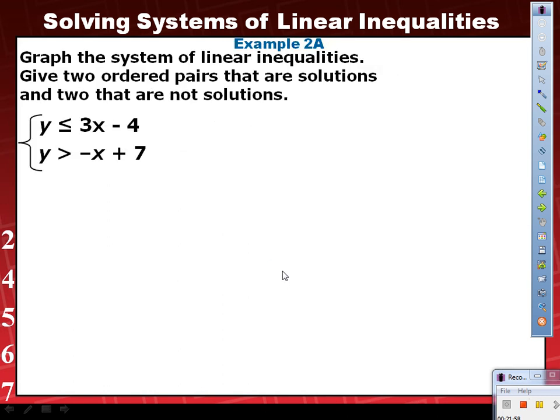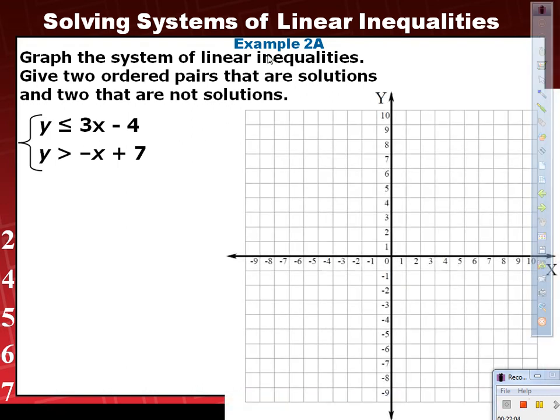Get the Cornell note, and in the back on the graph paper, I want you to write this one on the top left, example 2A. Write this down. Graph the system of linear inequalities. Give two ordered pairs that are solutions and two that are not solutions. System. y is less than or equal to 3x minus 4, and y is greater than negative x plus 7.